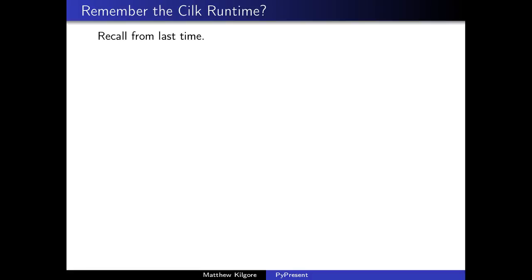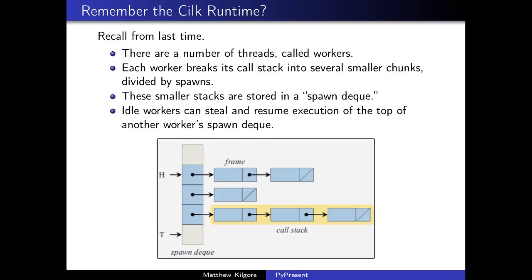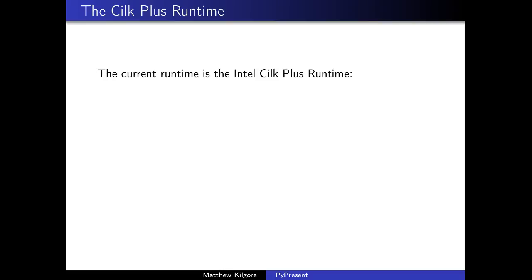So at this point, we've all seen anywhere from 1 to 3 times, depending on which group you're in, how the Cilk Runtime works. However, at a very high level, as a reminder, there are a bunch of threads called workers. They split the call stack into several smaller chunks, dividing everything up. We store it in something called a spawn deque, depicted here, and other workers can steal and resume execution from the head of another worker's spawn deque. Now, that's not very complicated.